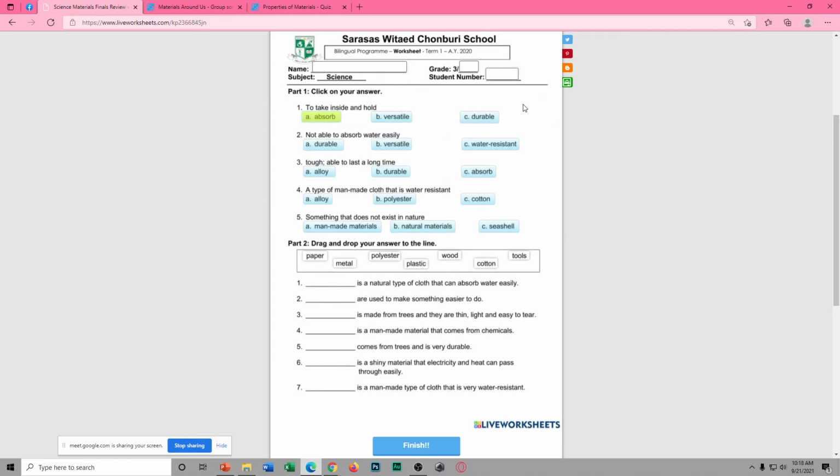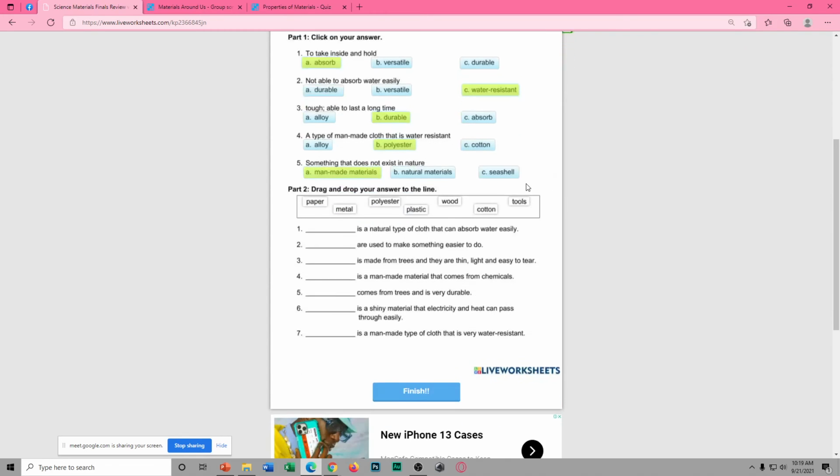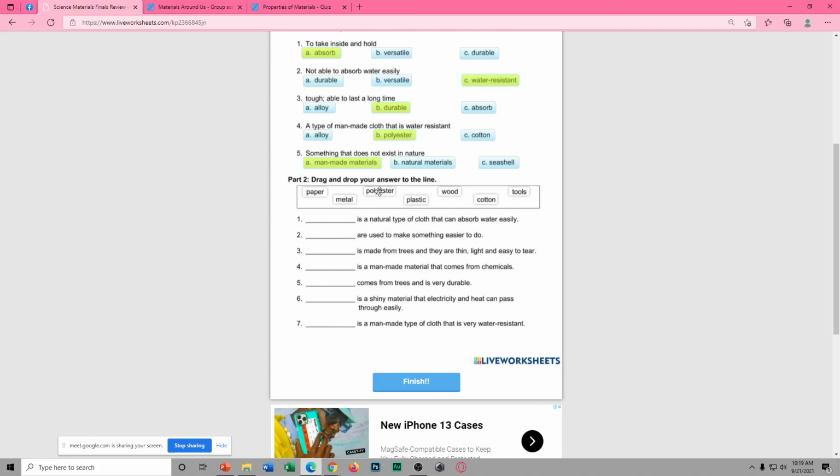See? Absorb. Number 2, not able to absorb water easily. It does not absorb water. Water resistant. Tough, able to last a long time. Durable. A type of man-made cloth that is water resistant. Polyester. Something that does not exist in nature. Man-made material. Seashells are natural. It means not in nature. Man-made materials. Yes.